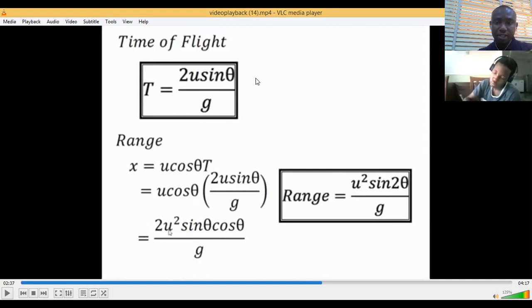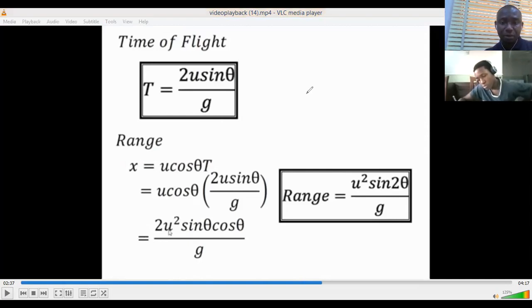But now the question is this, there's something I have to say on range, that range is maximum when 2 theta is equals to 90 degree. That means if 2 theta is equals to 90 degree, please write that range is maximum when sine 2 theta is equals to 90 degree. And that means that theta will be equals to what? 45 degree. This comes out frequently in WAEC when you're talking about maximum range.